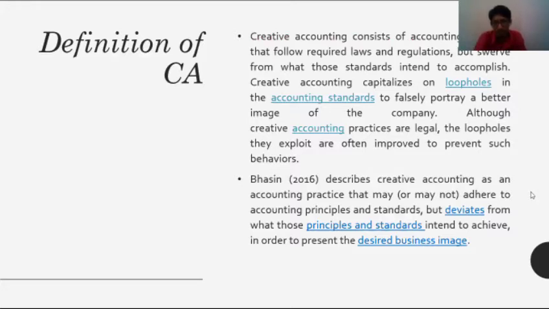Also, Basin 2016 also described creative accounting as an accounting practice that may or may not adhere to accounting principles and standards, but deviates from what those principles and standards intend to achieve in order to present the desired business image. So basically, creative accounting is something that the accountant follow the normal requirement and treatment of the accounting. However, they try to find the weaknesses of the treatment itself and try to cheat without being realized from others. Okay?